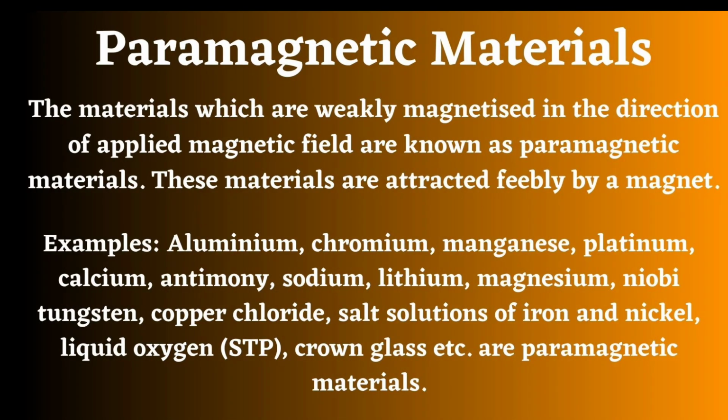Then the second category is the paramagnetic material. These materials get weakly magnetized in the direction of the applied magnetic field. So we can say that they are attracted favorably by a magnet. For example, aluminium, calcium, sodium and many others are shown in this picture.